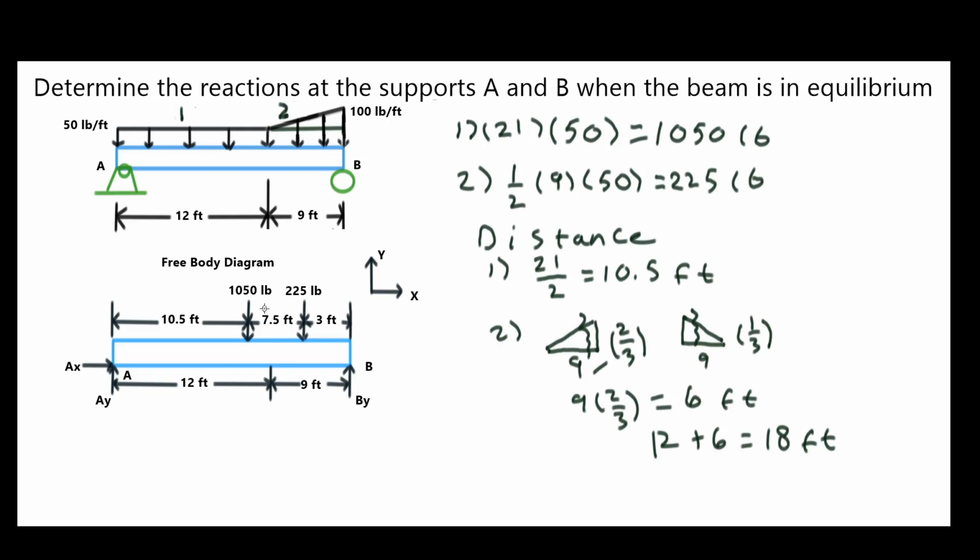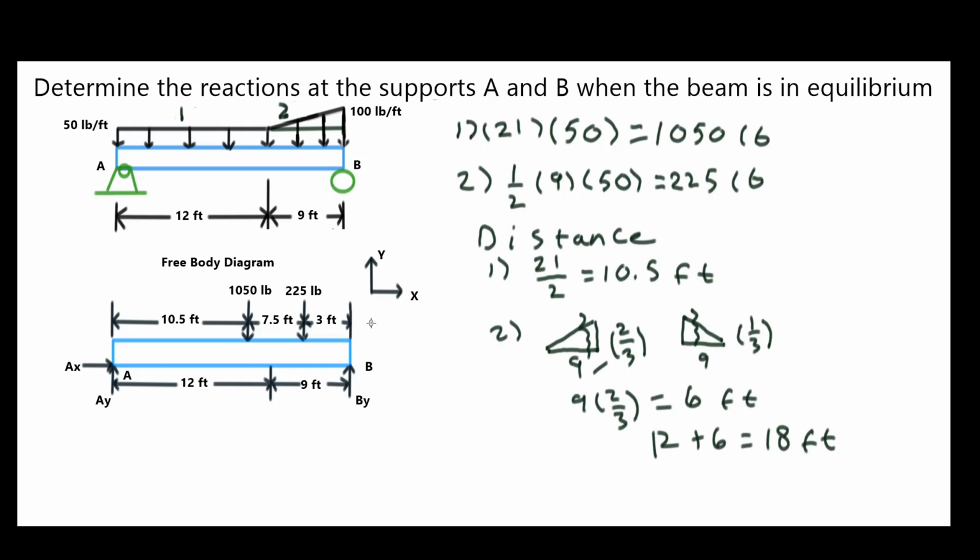The reason why that's a little tricky is because remember that this original length was 12 feet, but this length was 10.5 feet. So you have that difference of 1.5 feet plus the 6 feet that you calculated here for the triangle. So that's a distance of 7.5 feet between the two forces. And then over here is just a remainder 3 feet to get you the total. And now for the supports.